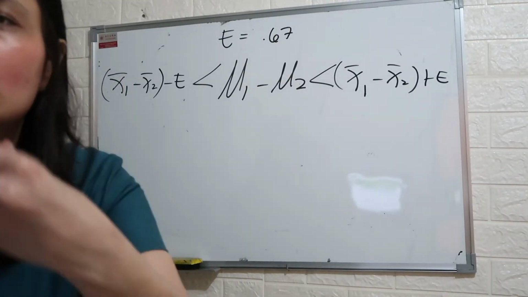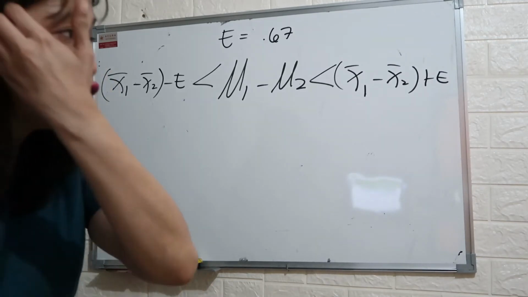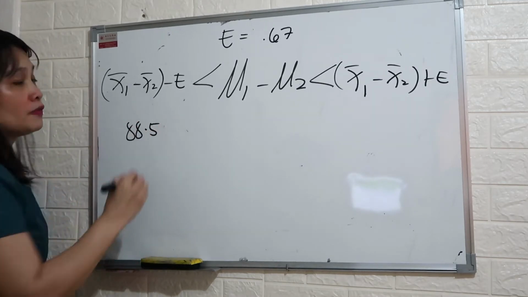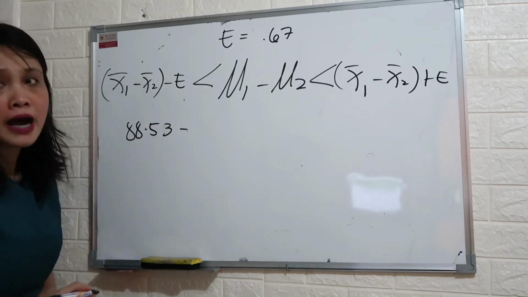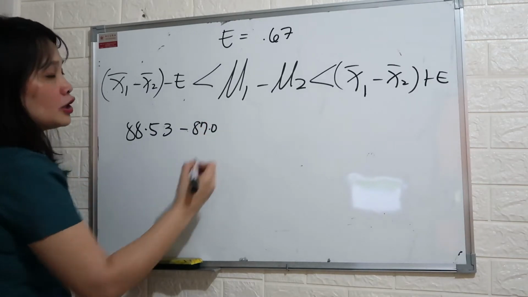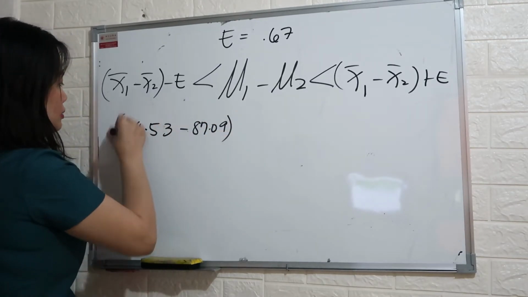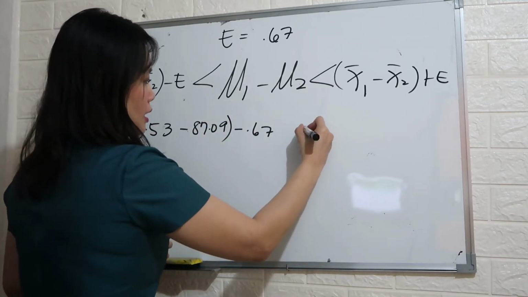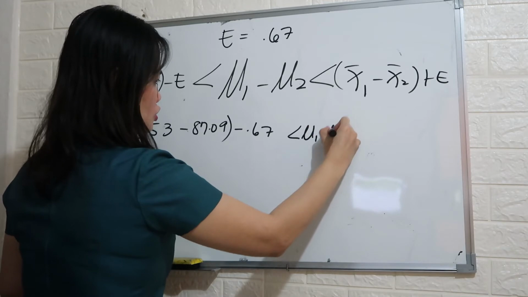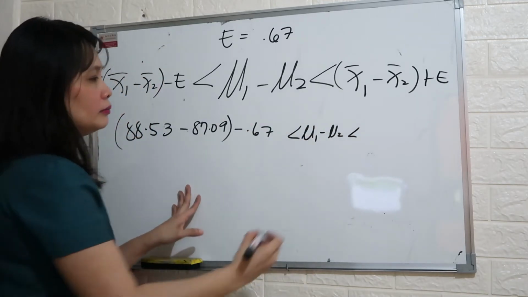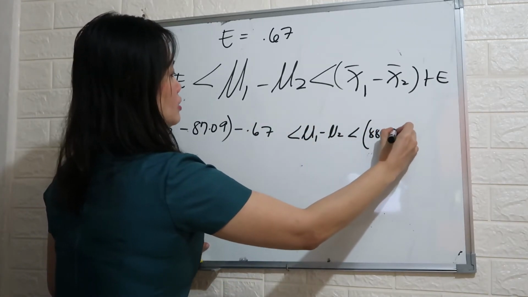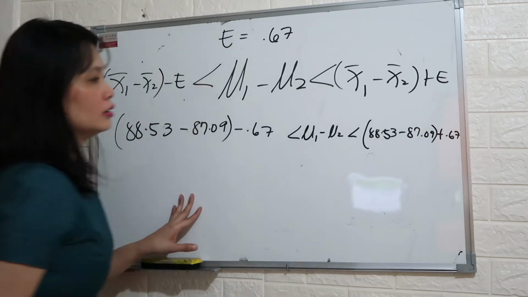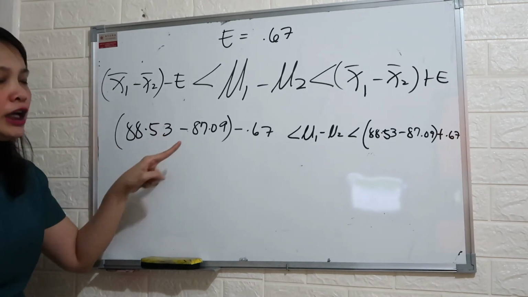Now, how do we determine the interval? You simply subtract the sample means. So we have 88.53 minus 87.09, minus 0.67, is less than mu1 minus mu2, which is less than 88.53 minus 87.09 plus 0.67. So 88.53 minus 87.09.